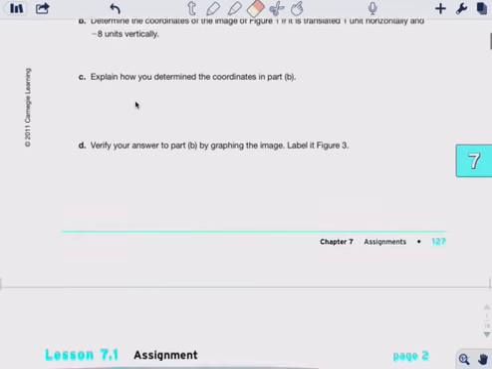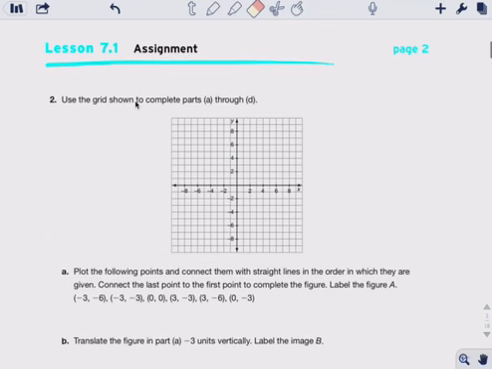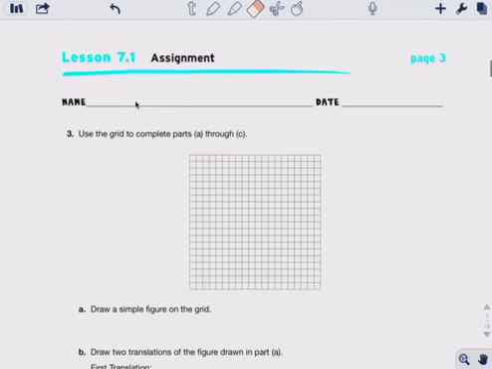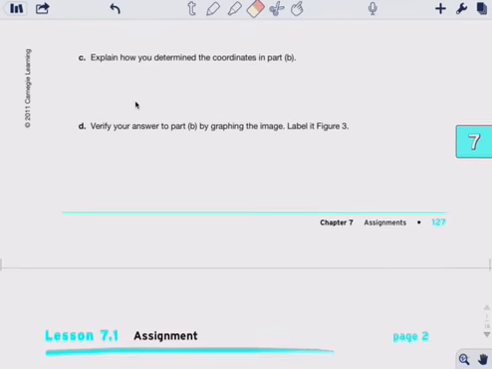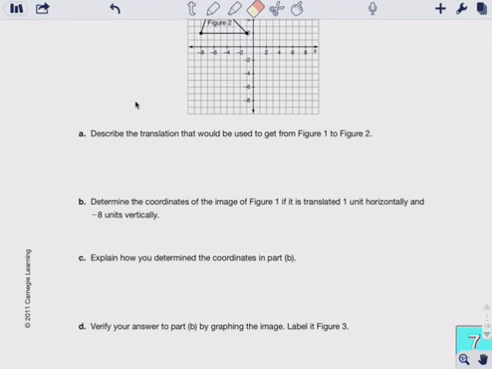Page 121. Okay, I mean 127. I believe I assigned you correctly. I'm not sure.